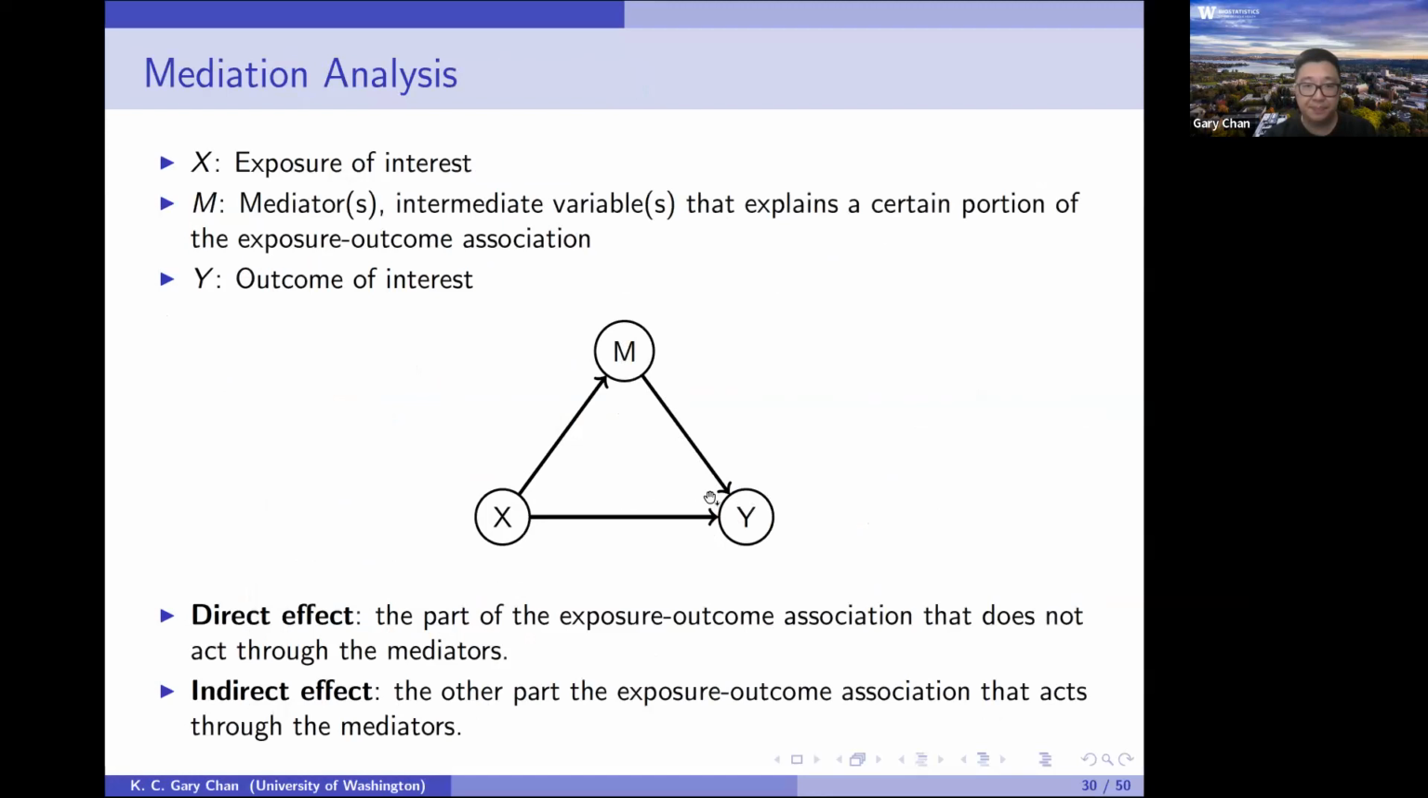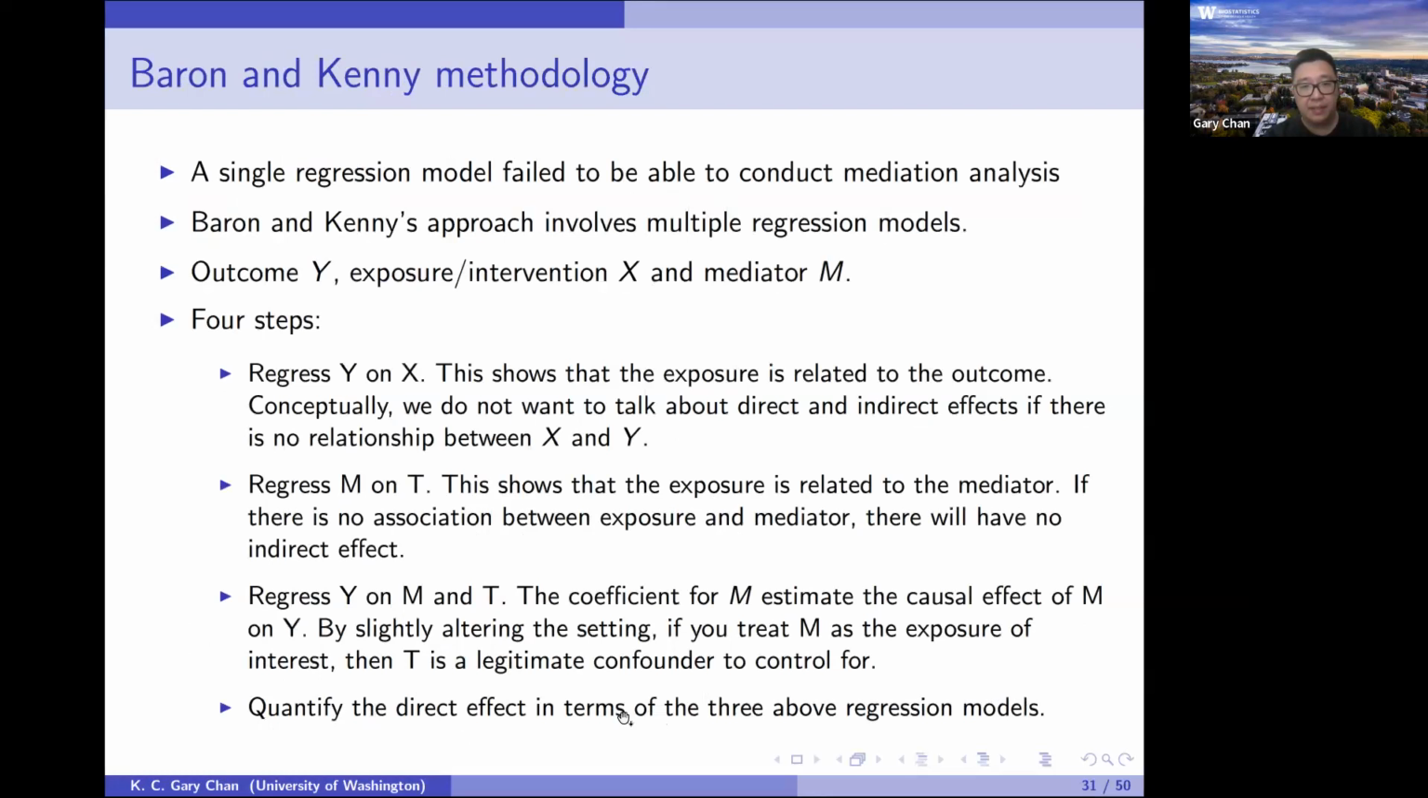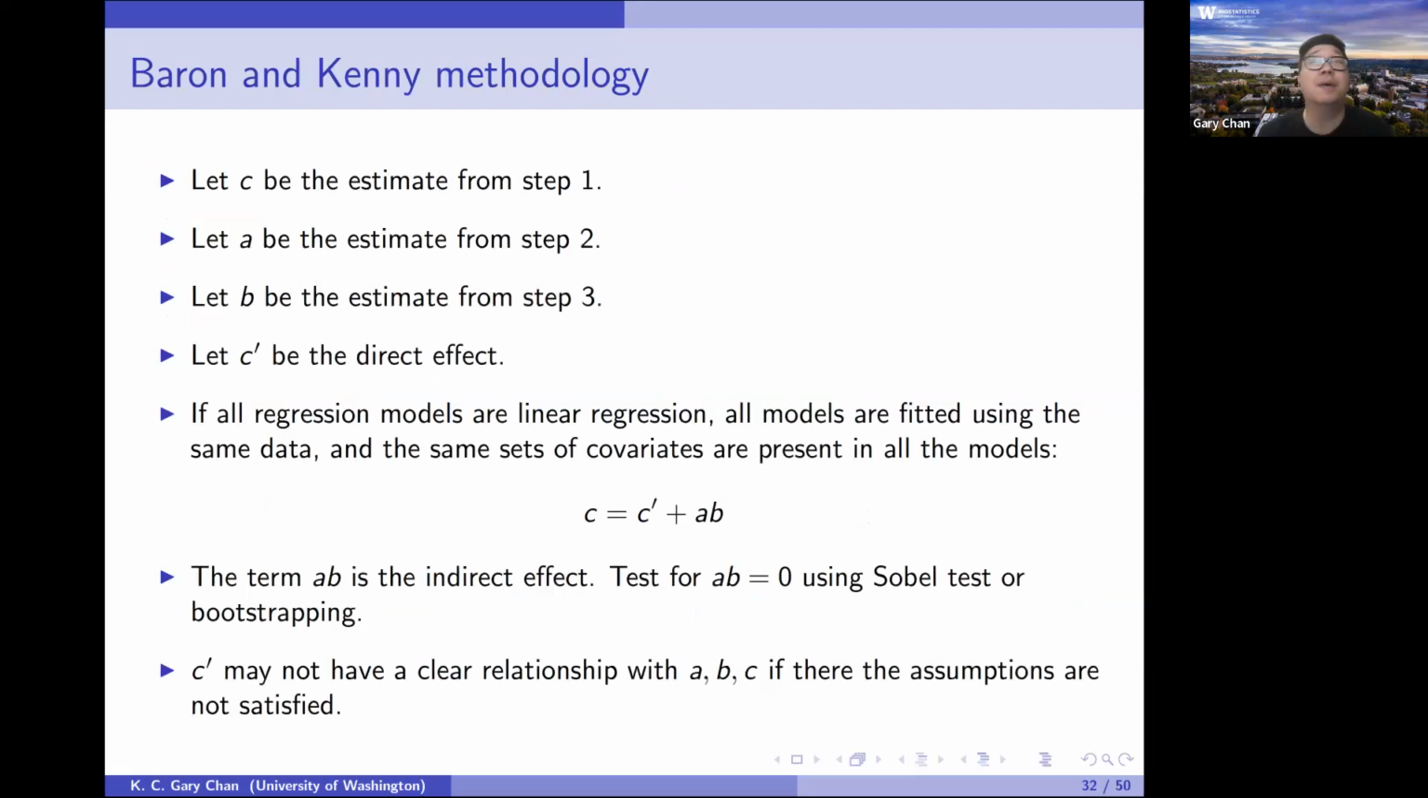And we can quantify direct and indirect effects in terms of the coefficients that you get from the three regression models. So there's a formula and a decomposition of the effects. Remember, the first step is to establish overall effects. So the overall effect is C, and then you have the effect from the exposure to the mediator, we call it A. And then we have the effect from the mediator to the outcome, we call it B. And then we have the direct effect, which we call C prime.